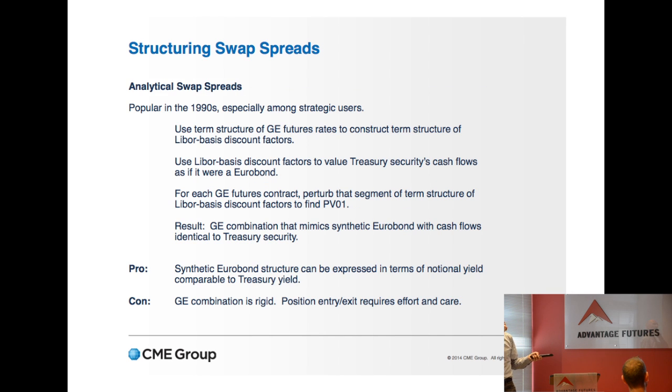There are two ways, I'm making a big broad generalization, but there are essentially two ways in which you can put together the bank credit leg of the trade. One is analytical, the other is empirical. The analytical approach was quite popular in the 1990s.